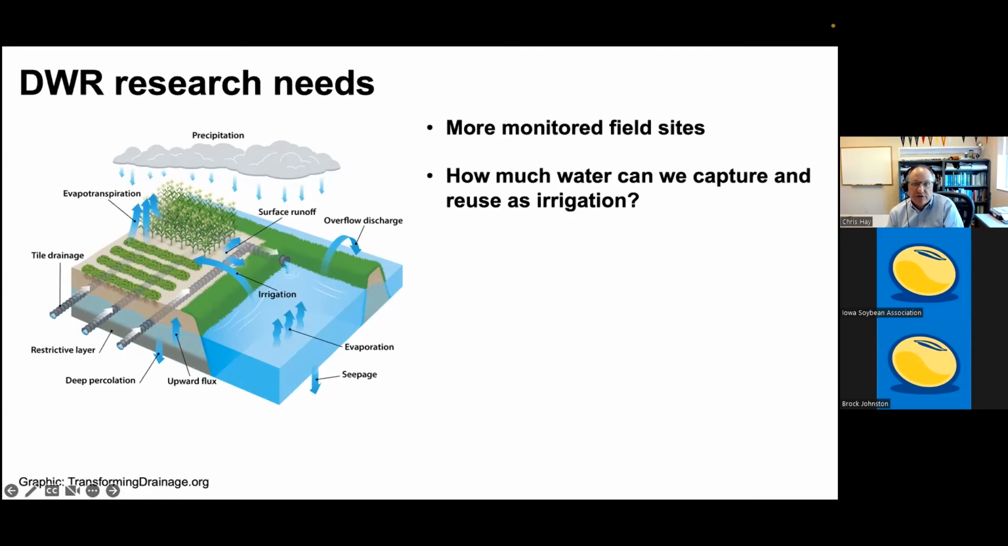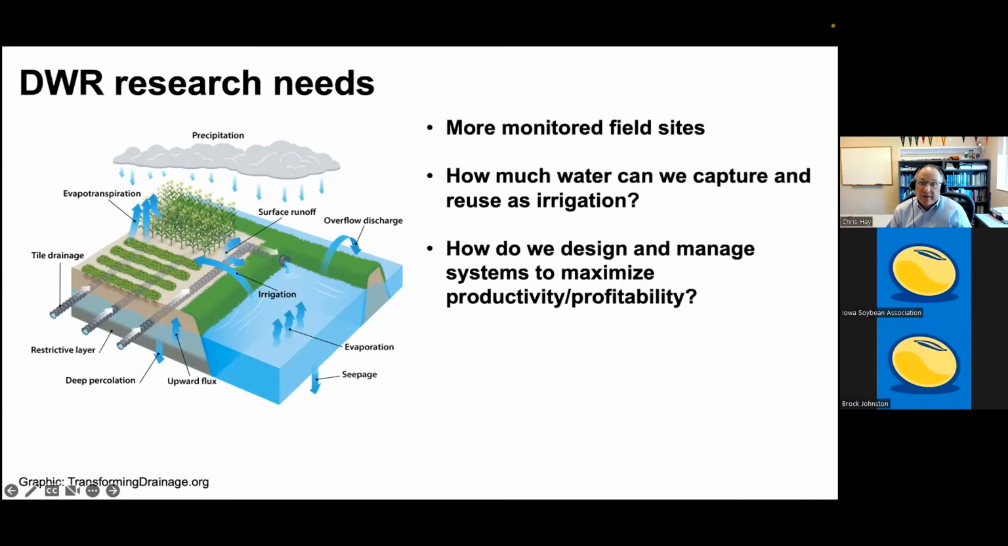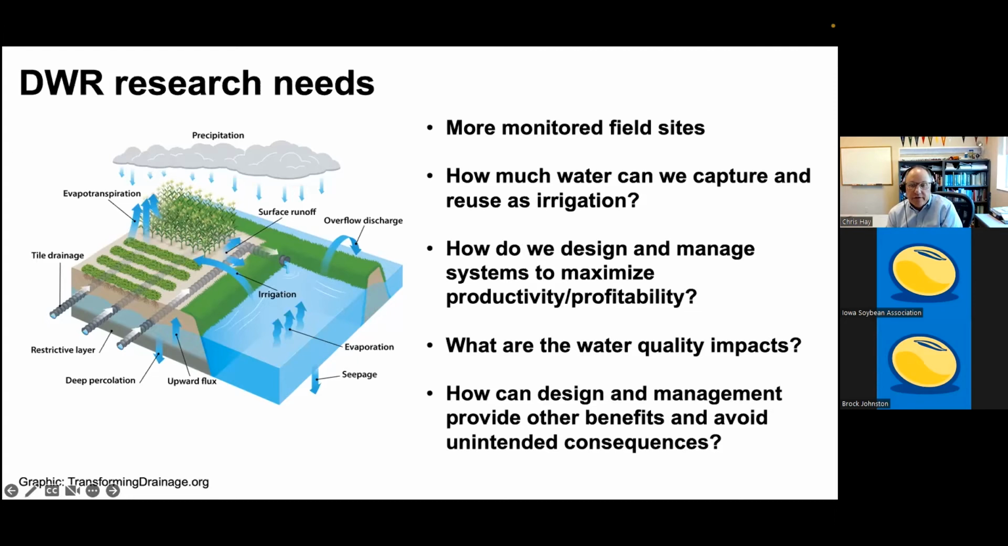One of the biggest questions is still, how much water can we capture and then be able to reuse as irrigation, and how does that vary from site to site? And then with that, how do we actually design these systems and manage them so that we maximize the productivity and the profitability of the system so we get the maximum economic benefit? And then obviously, what are the water quality impacts? Because that's another real benefit of that system and could also help in the financing of those systems. And then how can we design and manage them to get other benefits and avoid any unintended consequences?